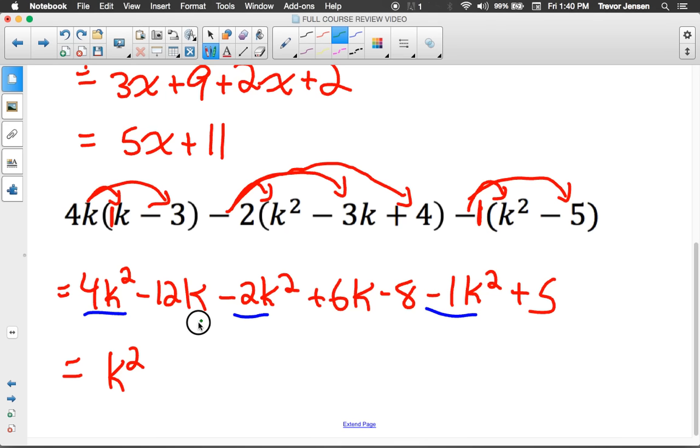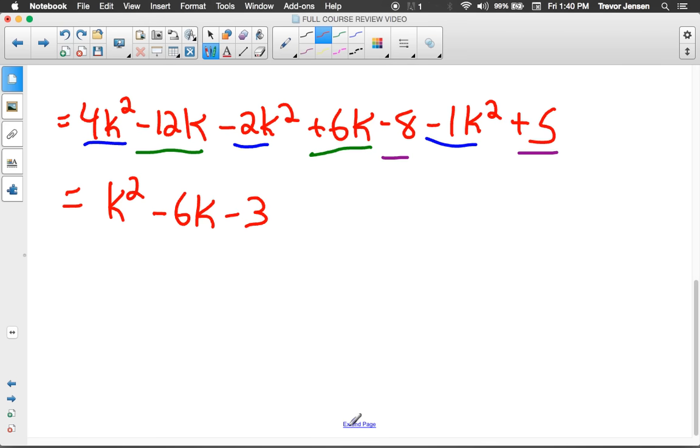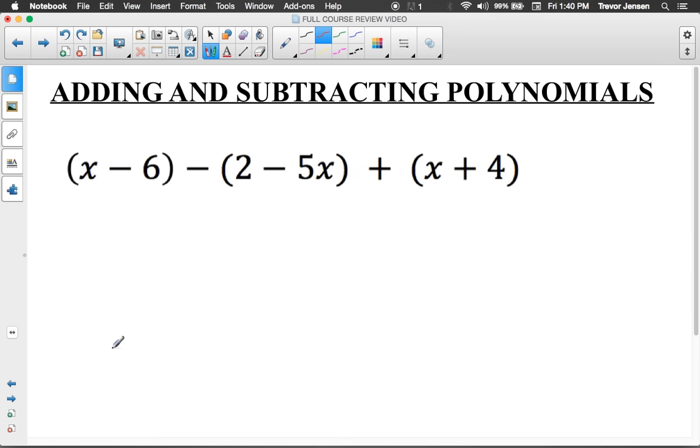Next, I have a -12k, a +6k. -12 plus 6 is -6, so I'll write -6k. And lastly, my constant terms, I've got a -8 plus 5. -8 plus 5 is -3, so I'll write -3, and that's done. I can't collect any of those three terms together because they're not like terms.